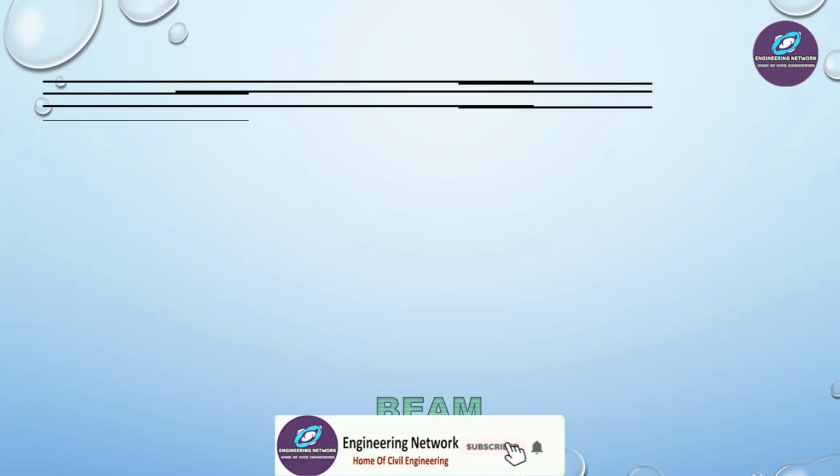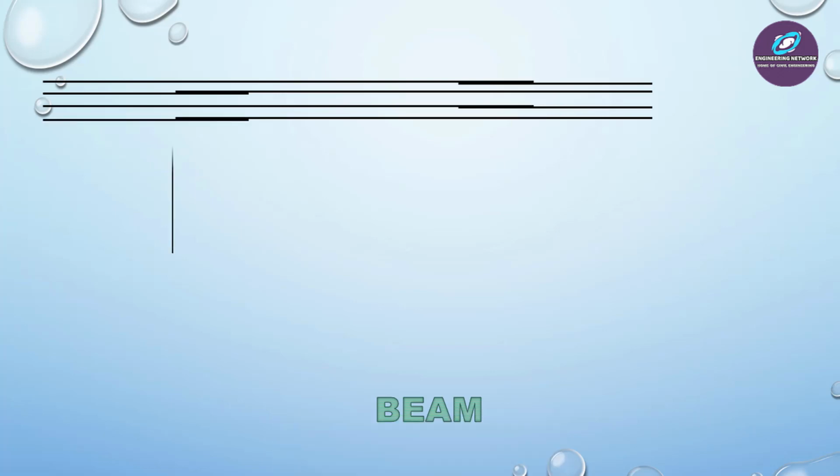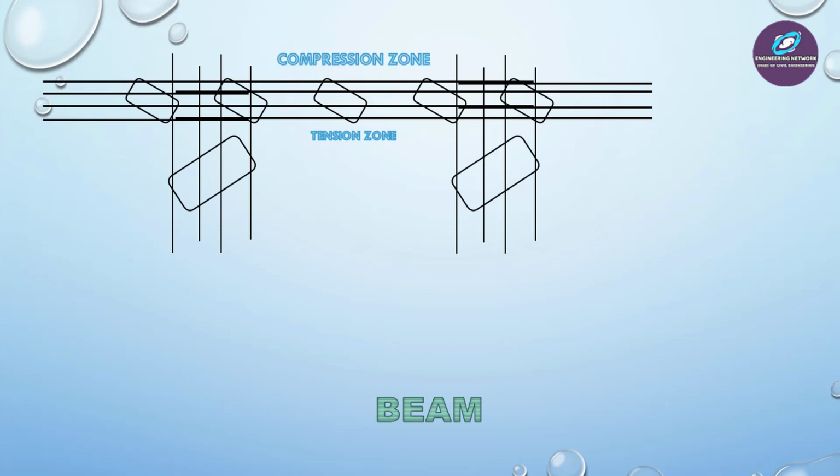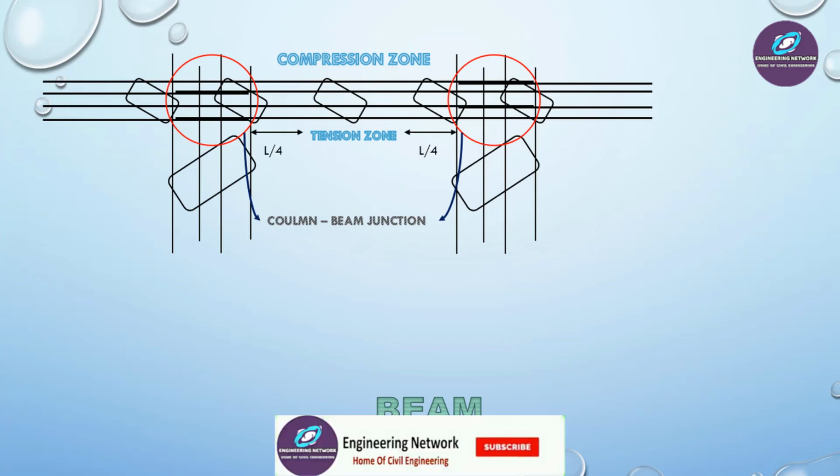Lapping should be done in the middle third of the beam. So basically, unlike the columns, the lapping should not be provided in the center of beam because bending moment is maximum at the center of beam. So if it is not okay to provide the lapping at the center of beam, then where should we provide lapping in the beam? The answer is the lapping should be provided where the beam and column connect with each other, which in simple words is called the column beam junction. If there is a situation that you cannot give lapping in the column beam junction, then the lapping should be provided at a distance of L/4 from the column beam junction.